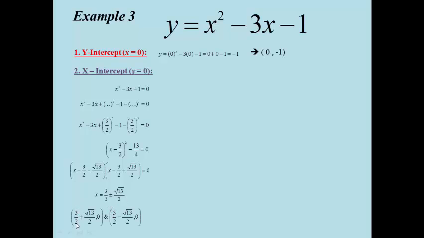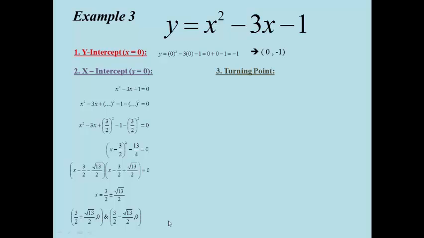We've got one is 3 on 2 plus root 13 on 2, comma 0, and 3 on 2 minus root 13 on 2, comma 0. If I put that on my calculator, it'll come out to approximately 3.3, and this one comes out to approximately -0.3. That will help me when I have to sketch my graph. I work out the decimal values.